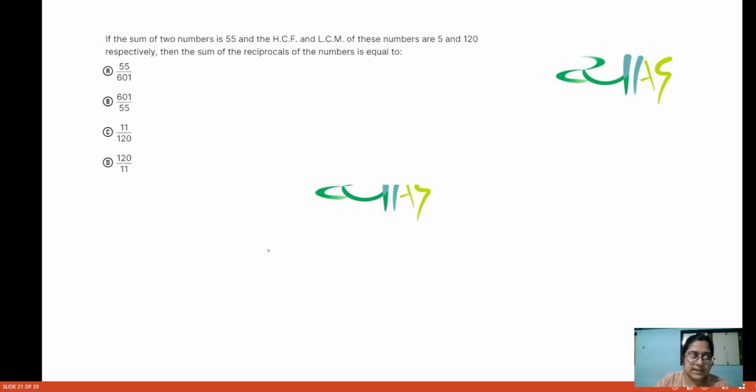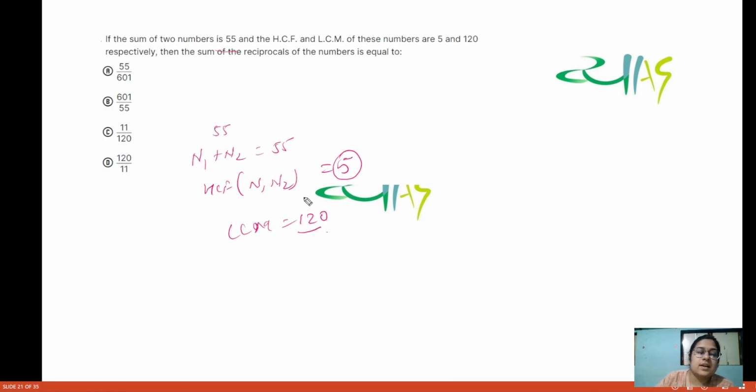But then next, let us see. Now look at this question. It is saying the sum of two numbers is 55. Let us say the two numbers are n1 and n2, their sum is 55, the HCF of n1 and n2 is 5, and the LCM is 120.